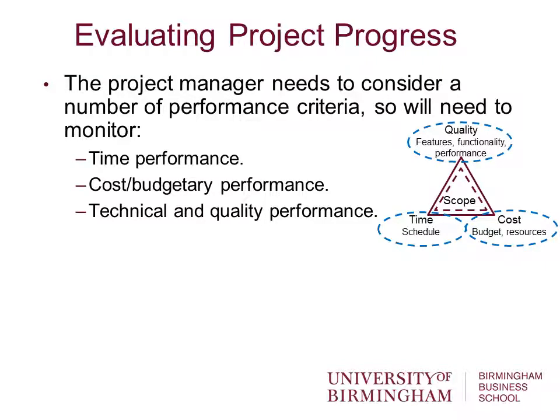What are we doing in evaluating project performance progress? So the project manager needs to consider the performance criteria and they need to be monitoring things like time performance, cost or budget performance, and technical or quality performance. You can see that, and there's kind of a flex around scope in my iron triangle which I've drawn there. And they have to do all this in time to take corrective action if the project's going awry.